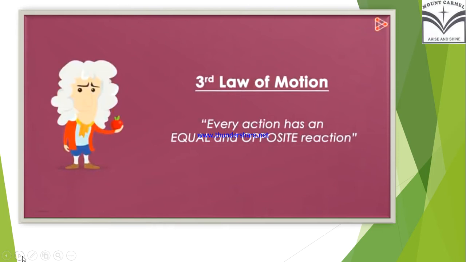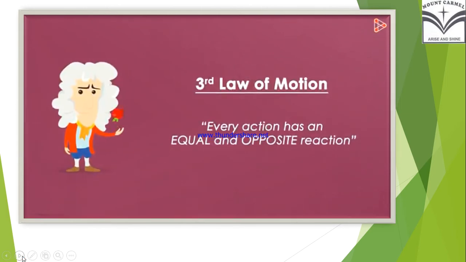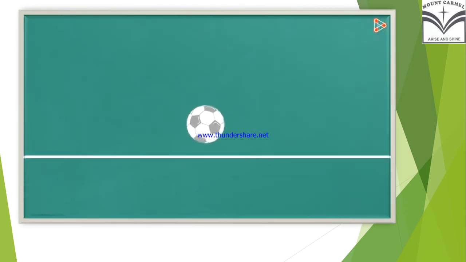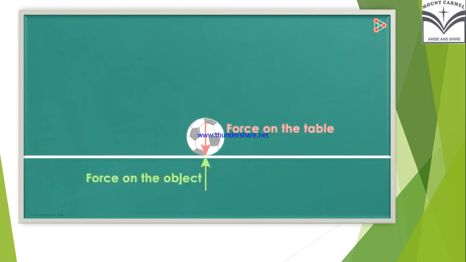So Newton's third law of motion states that every action has an equal and opposite reaction. तो चलिए इसको देखते हैं, right? So what happens when two objects interact with each other? Okay, now suppose you have a ball on the floor. So the ball exerts a force on the table and the table exerts a force on the ball.